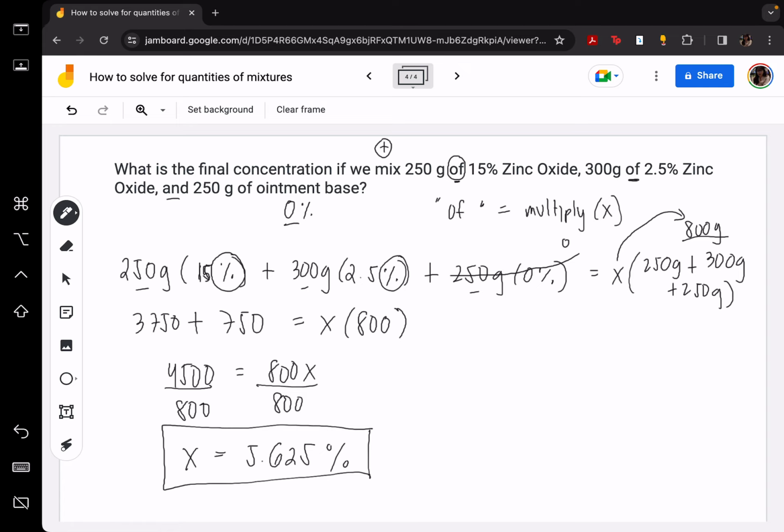Okay, so that's it. That is your three different questions related to mixing different preparations at different amounts at different concentrations. If you have any question, let me know.